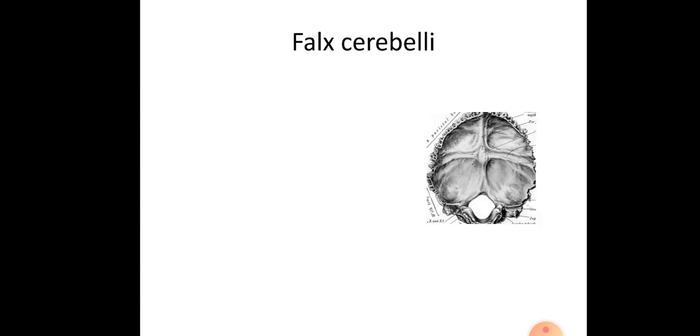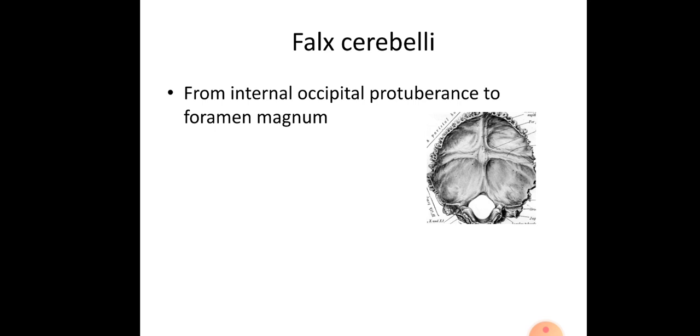The falx cerebelli is very difficult to see when you do the dissection. When you open the skull, it is very small, very thin, but it will be there. The picture you are seeing is the interior of the occipital bone, and this is the internal occipital protuberance. The falx cerebelli is attached from the internal occipital protuberance to the foramen magnum. That line is called the internal occipital crest. Very thin and inconspicuous.